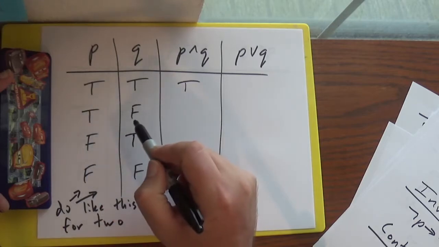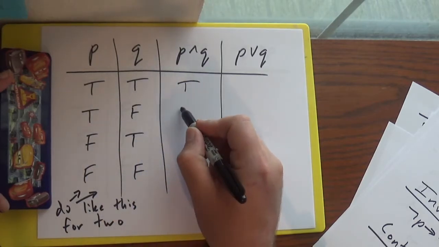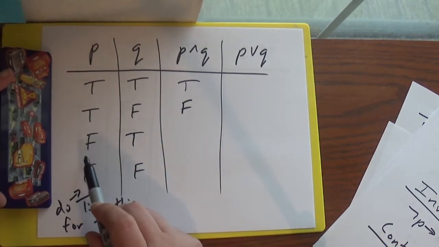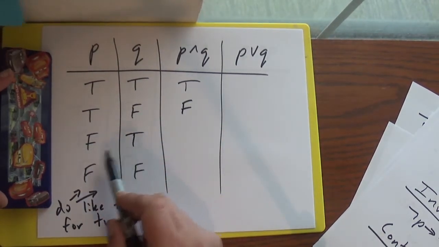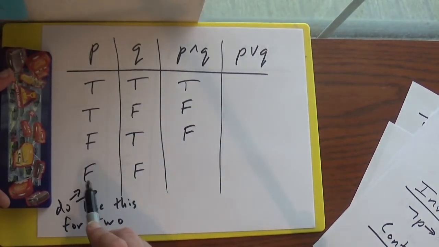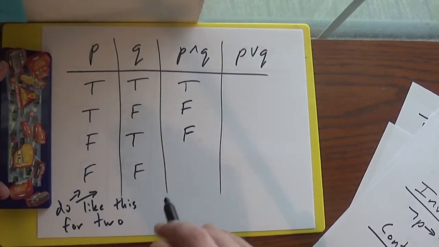Now, P is true, but Q is false here. They're not both true, so it's false. And here, P is false, Q is true. They're not both true, so it's false. And this last one, they're both false.